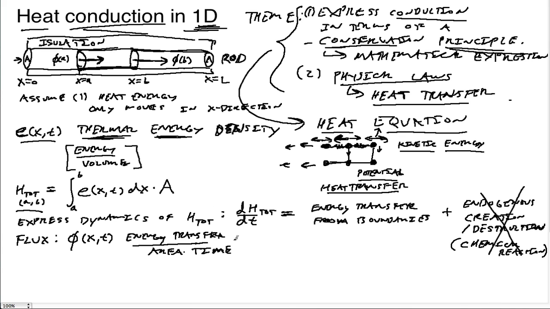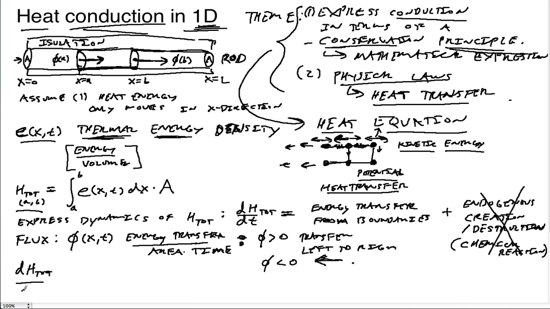Notice that what we have to describe here is that a positive phi means energy transfer from left to right. And if phi is less than 0, that would mean the arrow is going in the other direction. Straightforward enough. So on the balance, dH tot over dt is going to have to be the difference between those two fluxes. So it's going to be what's coming in, phi of A comma t, minus what's leaving. That's good enough.